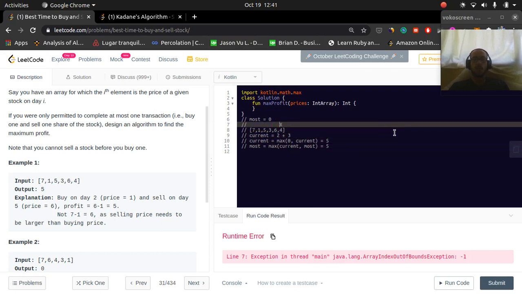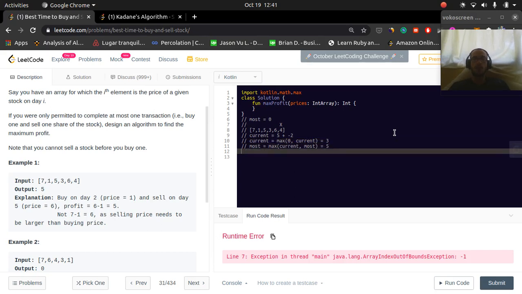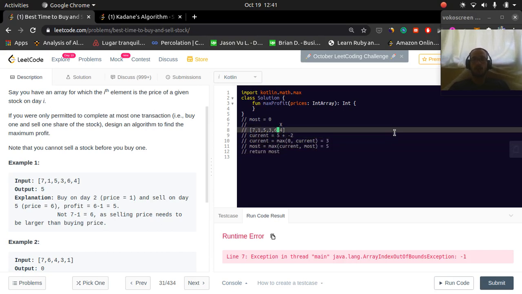So moving up again. Now 5 plus, if we bought at 6 and sold at 4, that's going to be -2. So that's going to be the max of 0 and 3, which is 3. So the max of 3 and 5 is 5. And then we'll just return most. Okay. So we're only going to go through prices once. We're going to look at each item once. So this is going to be an O of n algorithm, O of 1 space.